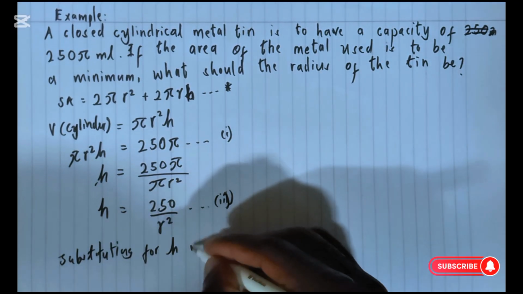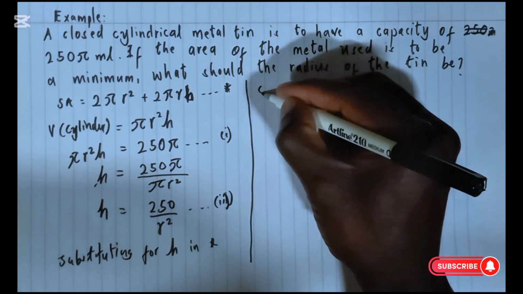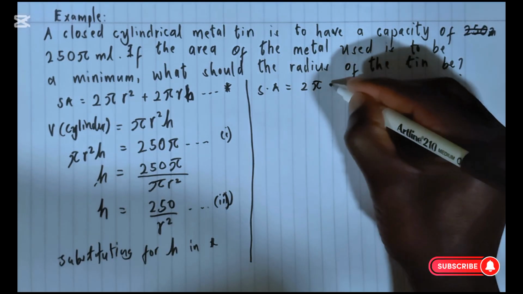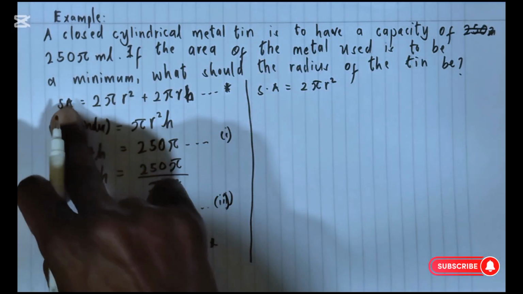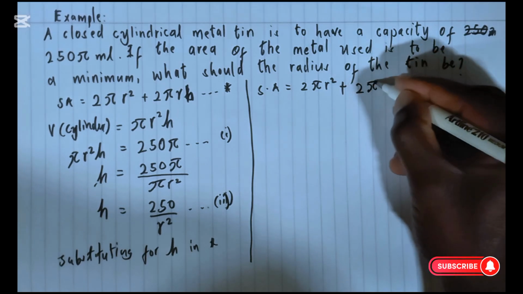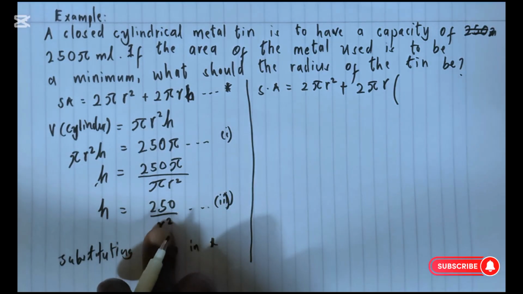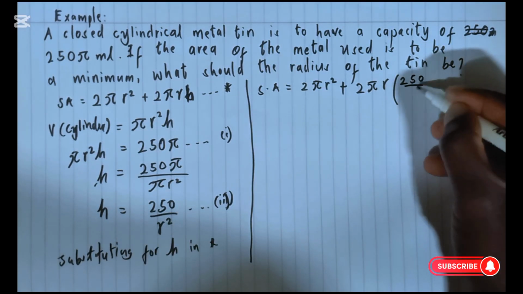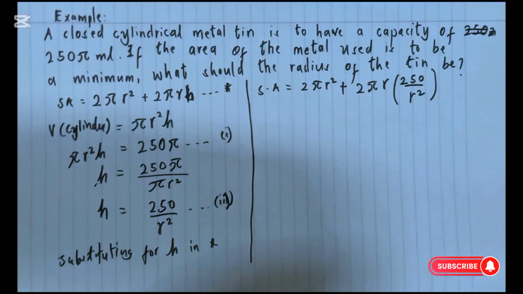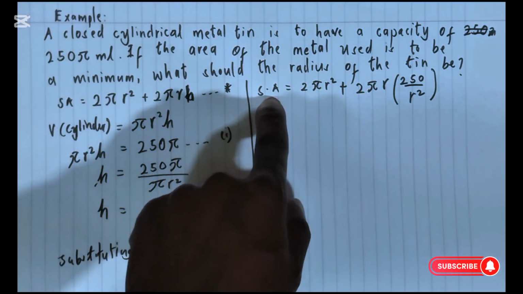So substituting for h in our star equation, we are going to have that the surface area will be equal to 2 pi r squared, plus 2 pi r into, so instead of writing h, we are going to put the value 250 all over r squared. You see that? And the reason why we're doing this is because we want to differentiate the surface area. We want to differentiate this function here.